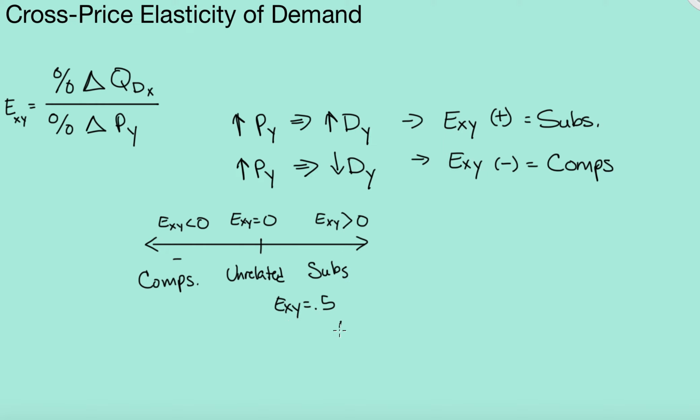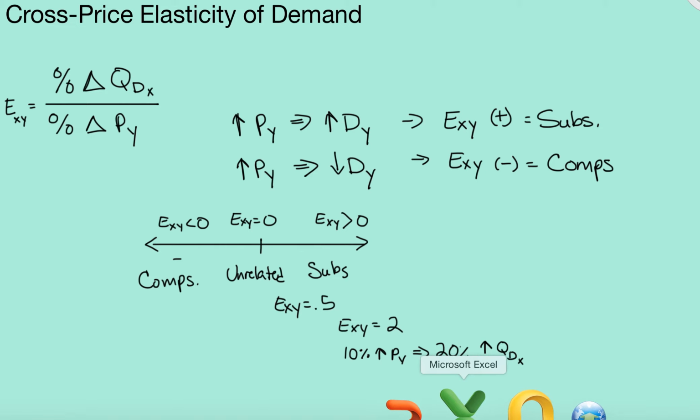If we see that the cross-price elasticity of demand is something like 2, that means if there's a 1% increase in the price of Y, it's going to lead to a 2% increase in the quantity demanded of good X. So that means that if there's a 10% increase in the price of good Y, it's going to lead to a 20% increase in the quantity demanded of good X. So these two goods are definitely very close substitutes.